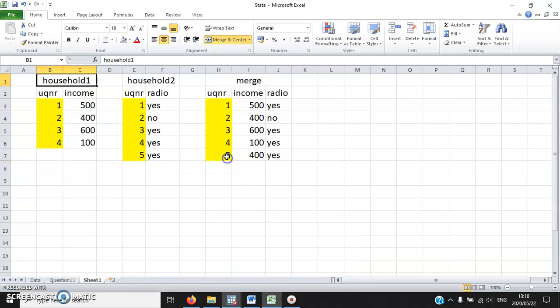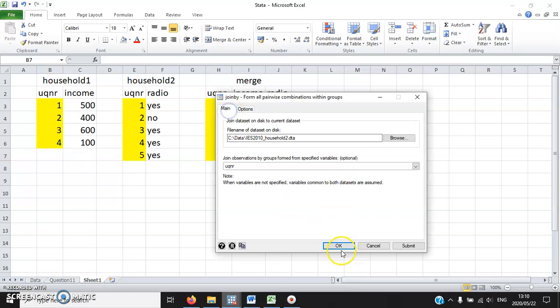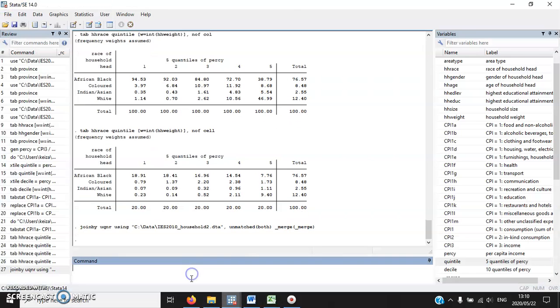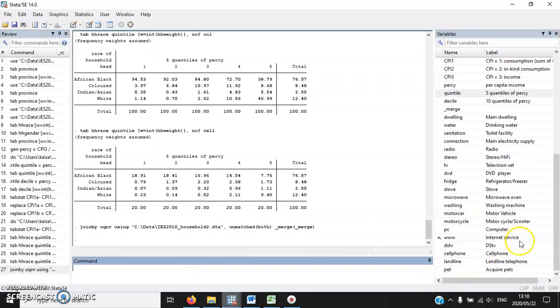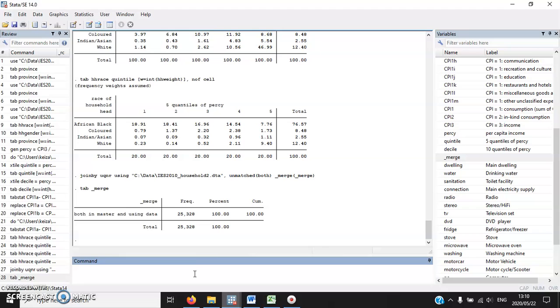So in other words, in the merge file, please don't leave out the 5th household, which did not take part or exist in the first file. Okay, so I think I can click OK. And then there is a variable added called merge. Actually, we can tabulate this merge, it will give you the results. Perfect matching means all the households exist in both files. So 100% perfect matching.